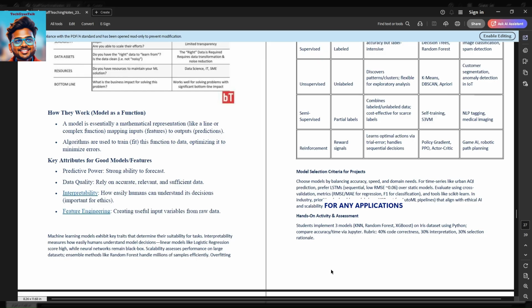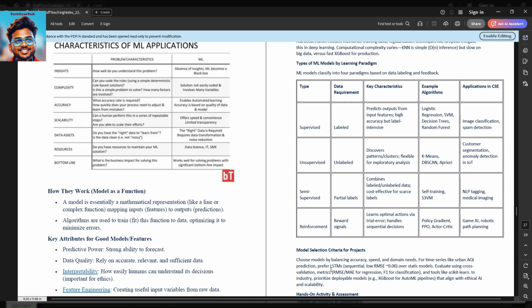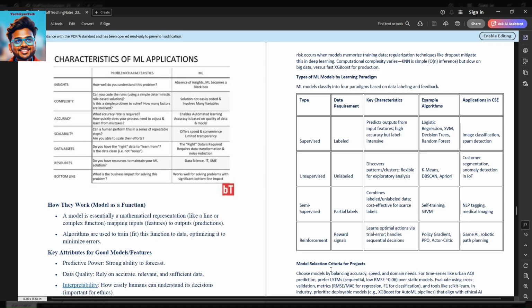A machine learning model exhibits key traits that determine its suitability for tasks. Interpretability measures how easily humans understand model decisions. Linear models like logistic regression score high, while neural networks remain black boxes. Scalability assesses performance on large datasets. Ensemble methods like random forest handle millions of samples efficiently. Overfitting risks occur when models memorize training data. Regularization techniques like dropout mitigate this in deep learning. Computational complexity varies: KNN is simple, O(n) inference, but slow on big data, versus fast XGBoost for prediction.